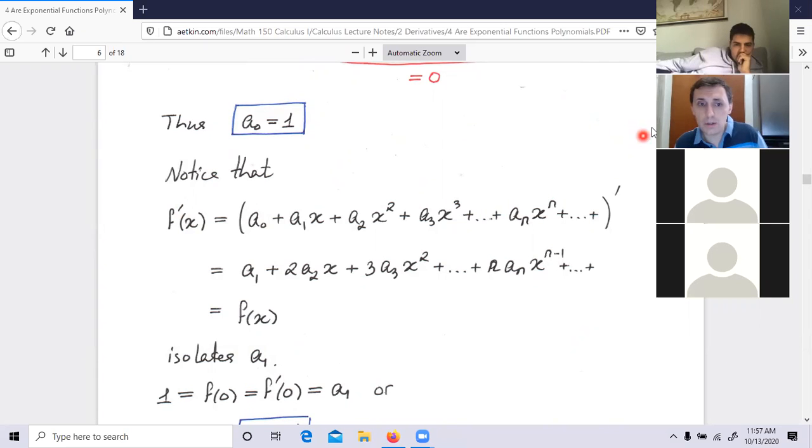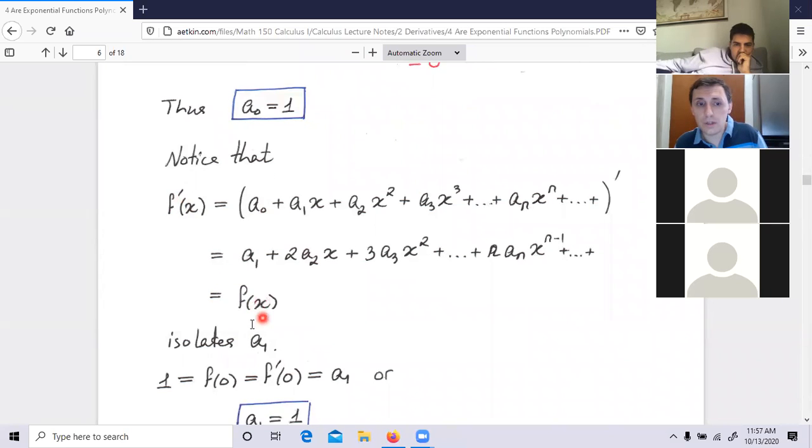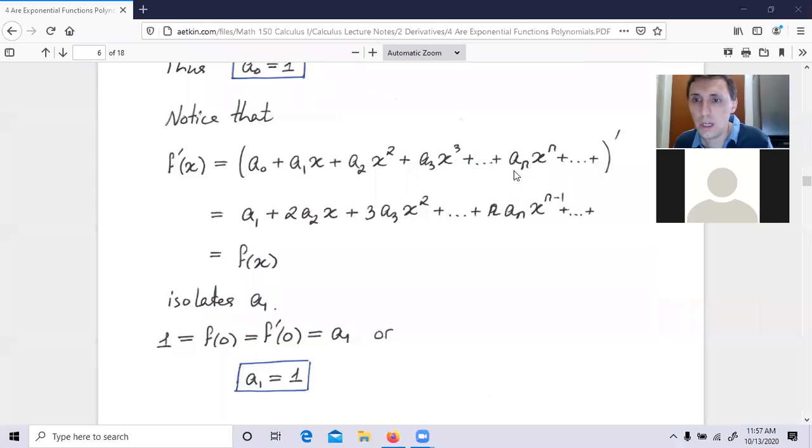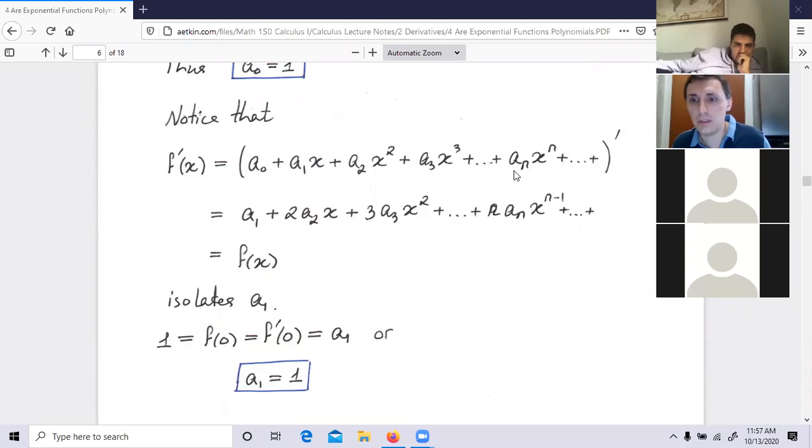Now I plug in 0. I get that f of 0 is equal to f prime of 0. It's equal to a1, yes? And f of 0 is equal to 1. So a1 is also equal to 1. Are you following me? So I was able to find two coefficients. Let's try to continue. What about a2? How do I find a2?